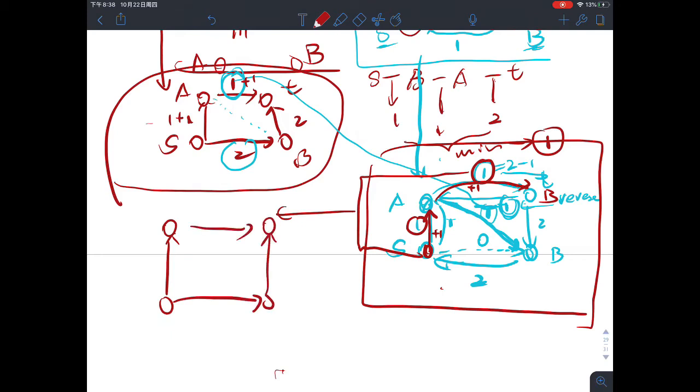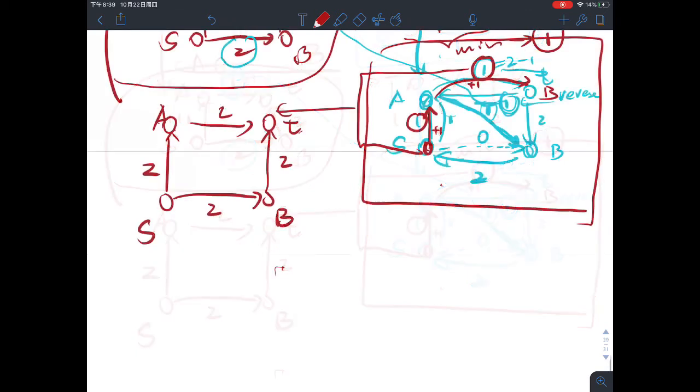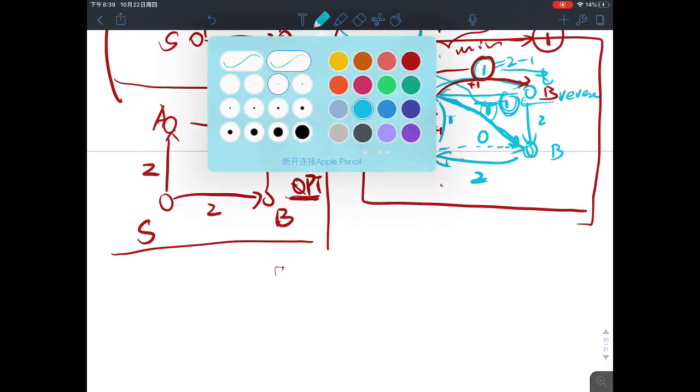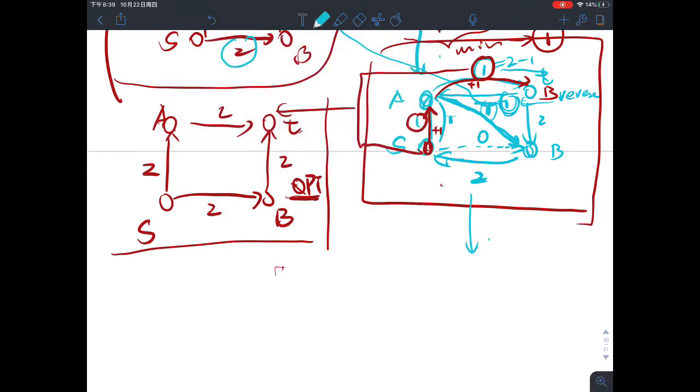So this is 2 units moving from S to A to T, and another 2 units from S to B to T. So we see that the flow we found here is already the optimum flow. It's already the best flow we can find. So let's do a sanity check, and update this residual graph again.